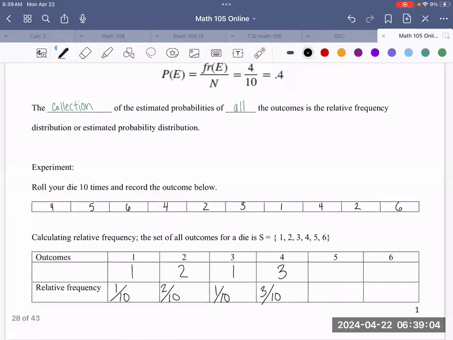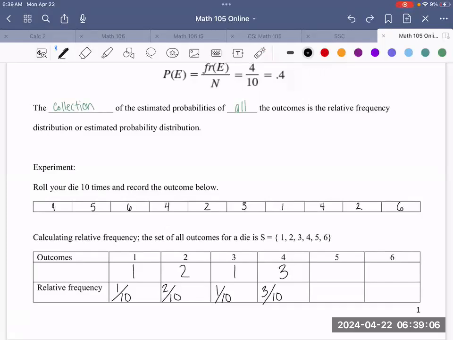And my 5 came up 1 out of 10. And 6, 1, 2. 2, 0.1, 0.3, 0.1, 0.2, 0.1. Okay.